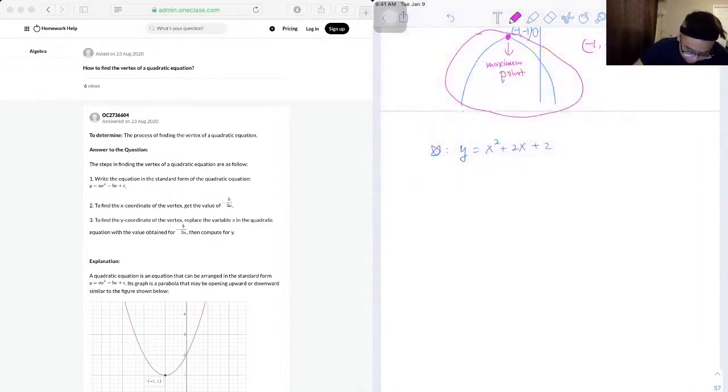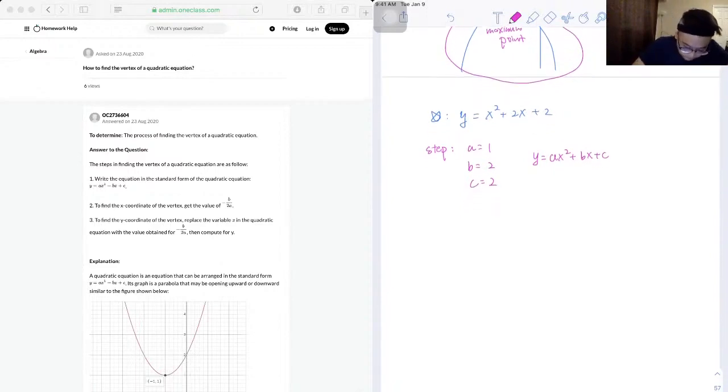Okay, so step 1. a, b, c are pretty much just the coefficients in front of the variables. So in this case, a is equal to 1, b is equal to 2, and c is just going to be 2. Because remember, the standard form is y is equal to ax squared plus bx plus c.